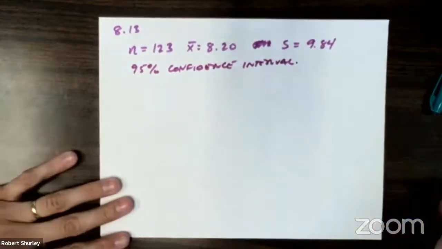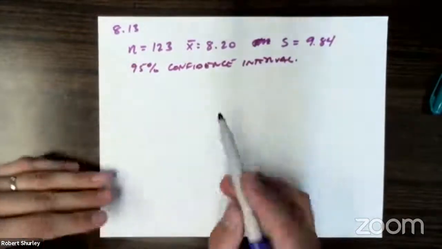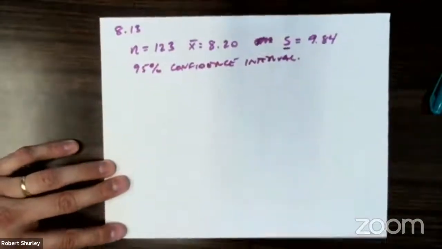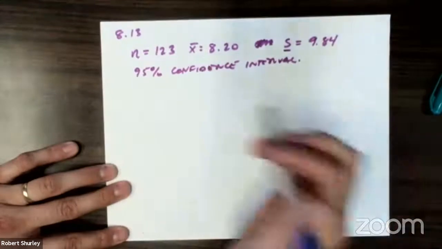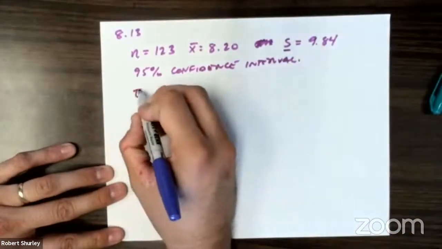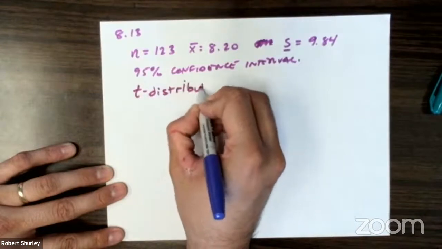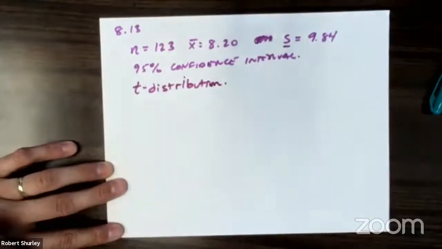Great. Let's do this, and we're going to use the calculator. But I need you to notice that for this example we don't have the population standard deviation. We have the sample standard deviation. Because of that, we have to use the t-distribution.